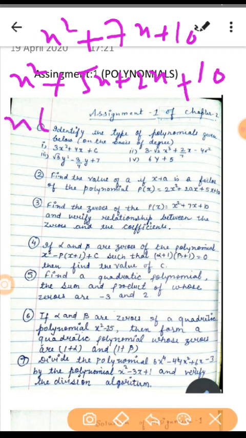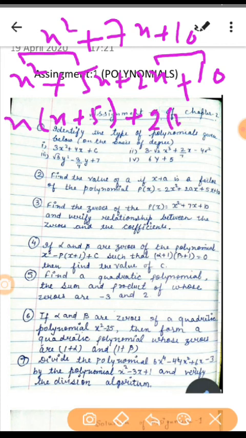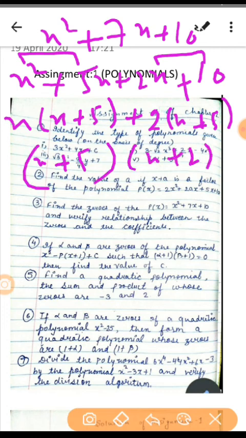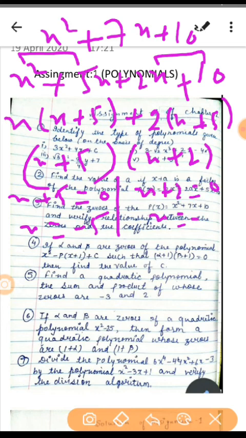Taking x common from these two, x plus 5 will remain, plus then taking 2 common from these two, x plus 5. So we got x plus 5 again common and x plus 2. So when x plus 5 equals to 0, it means x equals to minus 5, and when x plus 2 equals to 0, it means x equals to minus 2. So we can take alpha is minus 5 and beta is minus 2. Okay, right?